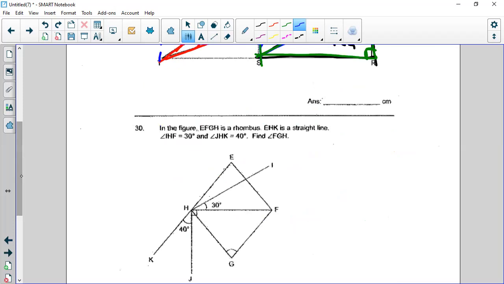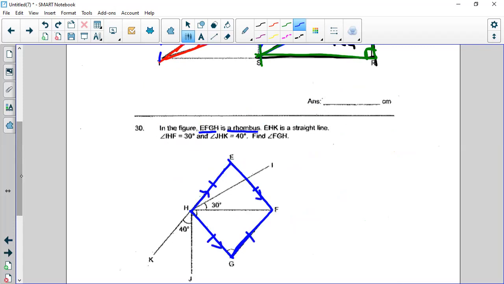Okay, question 30, rhombus. EFGH is a rhombus. So where's the rhombus? You will need to recognize the rhombus. And again, it's not a square. It may look like a square, but you cannot assume it's a square. What do you know about rhombus? A rhombus has all equal sides, and it also has lines that are parallel.